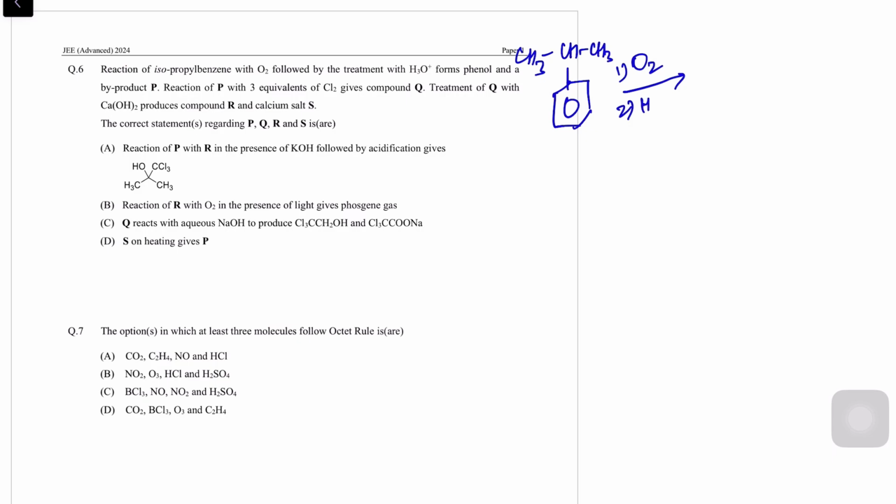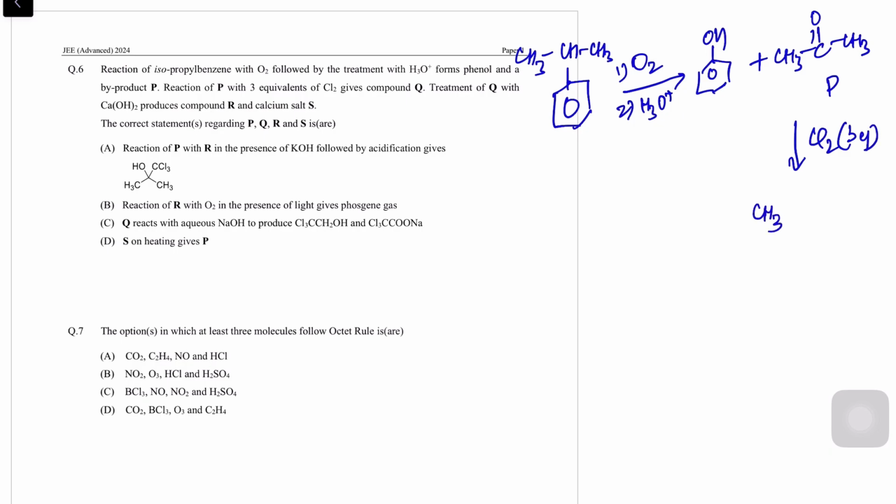And then when we do the hydrolysis, it produces phenol and acetone, an important byproduct. So this is phenol and this byproduct is P. Now if P is reacted with 3 equivalents of chlorine, that means chlorination, right? And that will give us CH3COCCl3. All alpha hydrogens of one methyl group will be replaced by chlorine because we have 3 equivalents of chlorine. So that gives us compound Q.